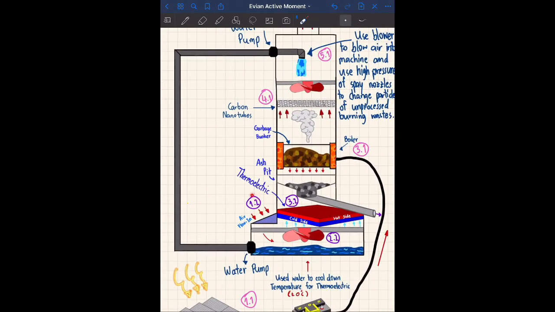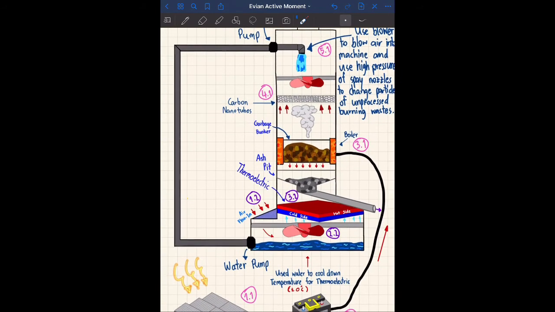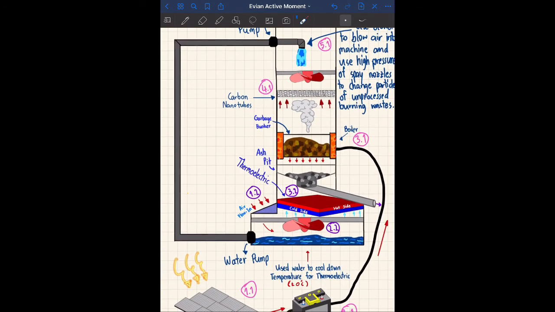The first one is 1.2, the airflow. The airflow will flow the air inside the incinerator, as a normal incinerator has to have airflow in and airflow out. Also, this air blower will blow air into the process in order to cool down the temperatures inside the incinerator.